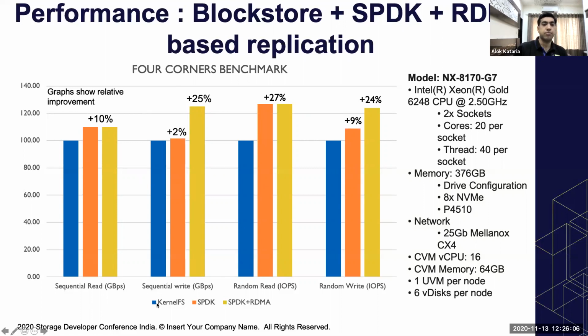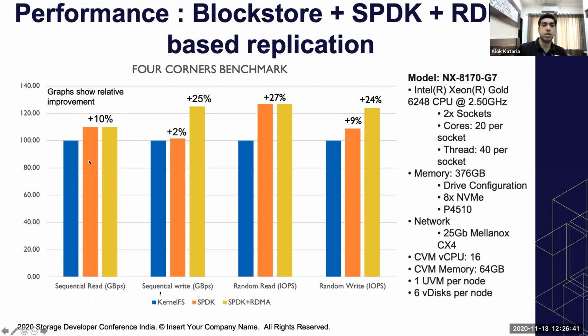In this graph, we are comparing three different configurations. One is where the Nutanix stack is using the kernel file system with TCP/IP for the replication. Second is we use both the Blockstore as well as SPDK improvements, but still using the TCP/IP stack for replication. And the third is all the changes in the CVM, which are Blockstore, SPDK, as well as RDMA for the replication needs. Let's look at the sequential read numbers first.